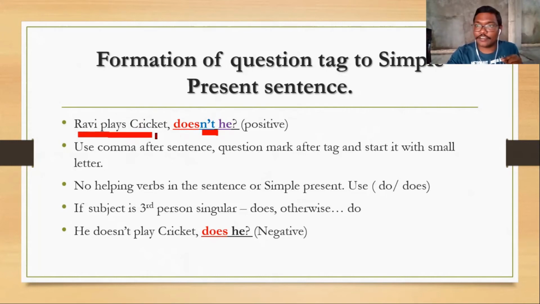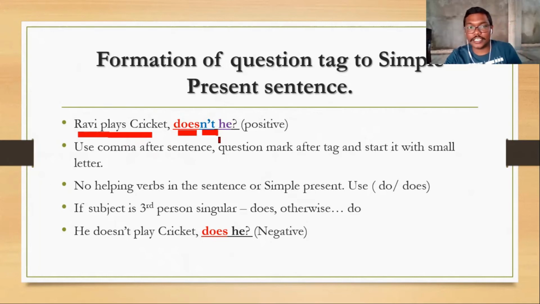Second point, I said you have to take the helping verbs. But in this sentence, can you find helping verbs? No. So what you have to do? Already I have told you. When the subject is third person singular, you use the helping verb does. If the subject is not third person singular, you have to use the helping verb do. Here Ravi is third person singular, so I have used the helping verb does. So does plus not: doesn't.